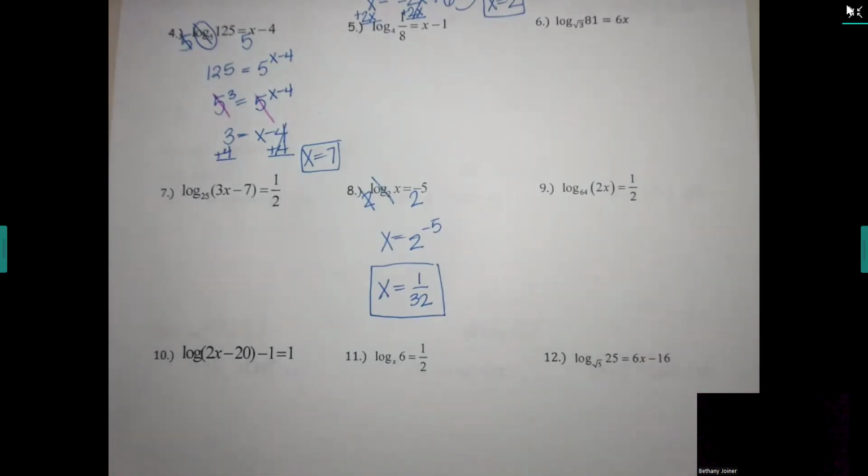Let's do another one like that. Let's do number 7 right next to it. How do I get rid of a log little 25? Big 25.